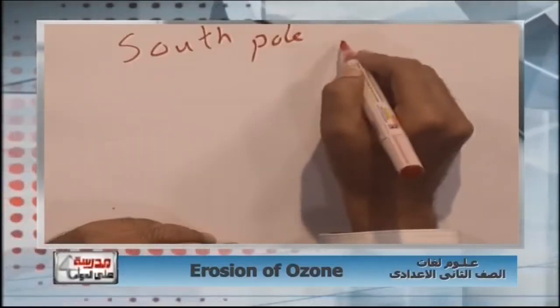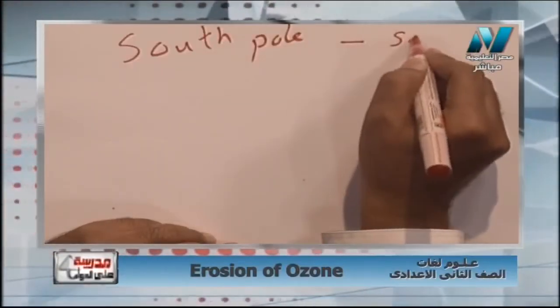But the question is, what are the reasons for ozone hole? We talked about ozone hole. Ozone hole, as I said before, is thinning or losing parts of ozone layer above the South Pole. When? In September each year. South Pole of Earth in September.